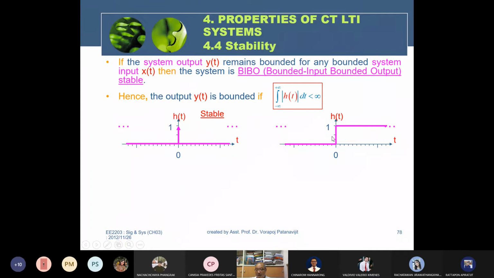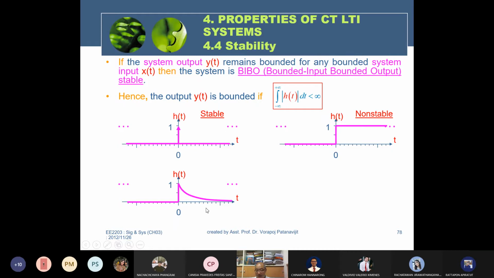What about the area of this graph? The height of it is equal to 1, right? The y of this graph, as t goes to infinity, is equal to infinity. The height equal to 1 multiplied by infinity gives you infinity. The area of it is equal to infinity. Therefore, it's unstable. Clear? Next one.